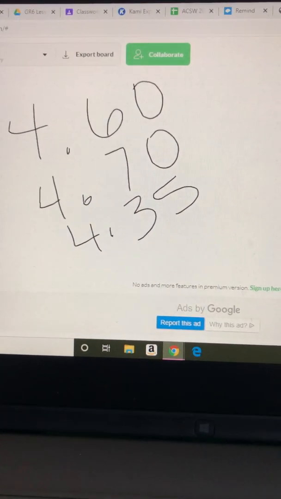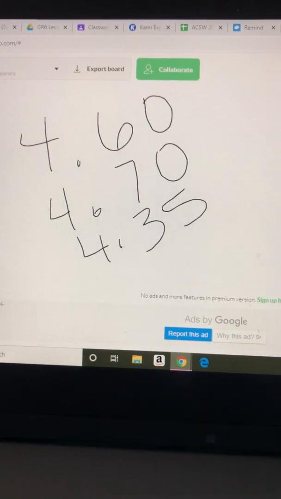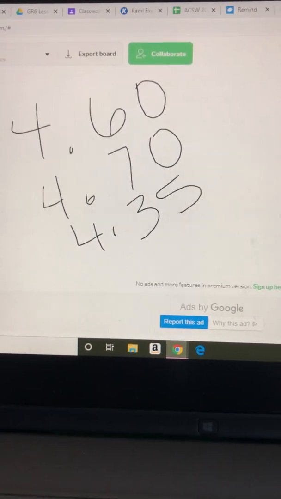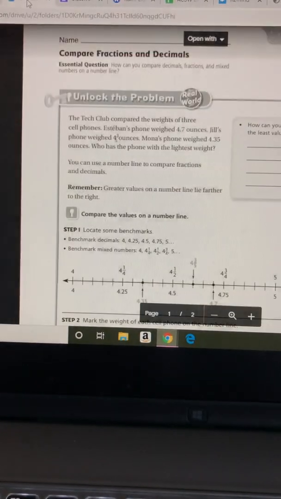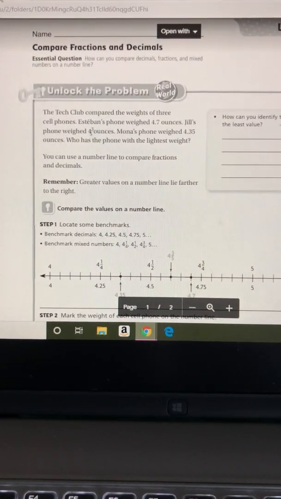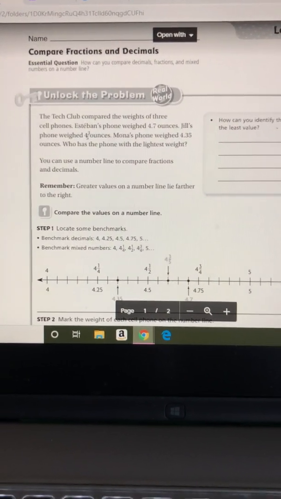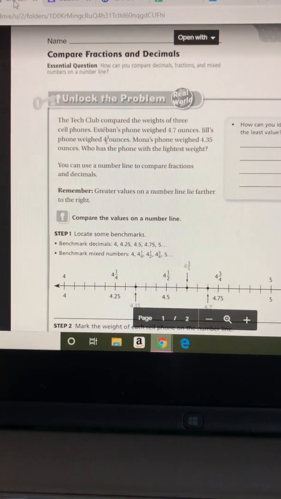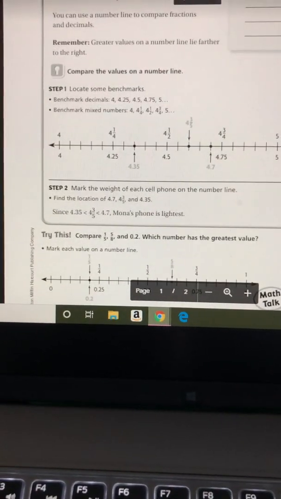Obviously, we can tell that 4.35 is a decimal with the smallest value. And to answer the question, who has the phone with the lightest weight? It would have to be Mona. Let's do another example.